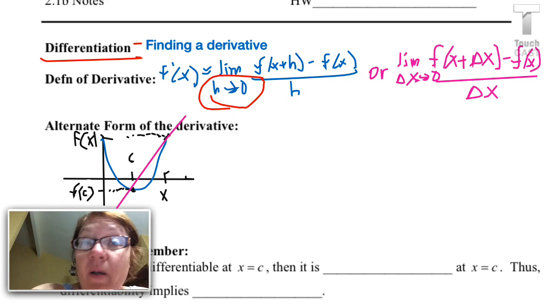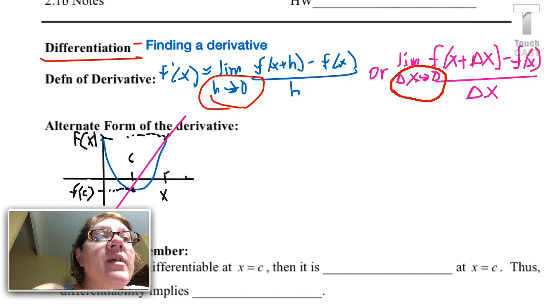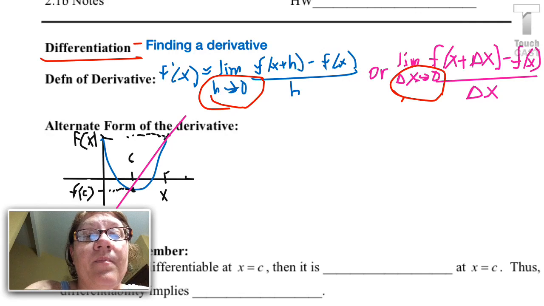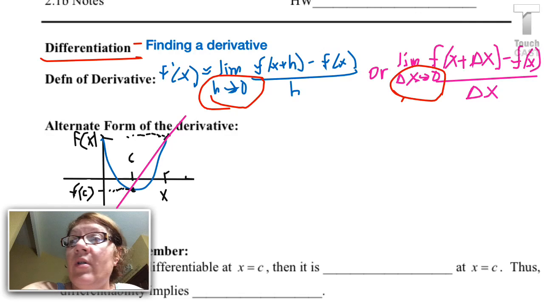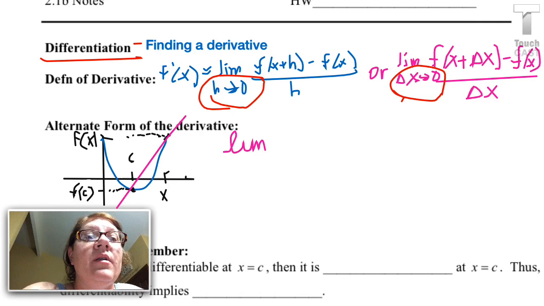I suspect you probably need to pause the video and copy these down. So, other than that, they are the same definition. Okay, so pause the video and write that down. And now we're going to throw one more version of that definition at you, which is, if I'm trying to find the slope, I'm looking at the limit as x approaches c.